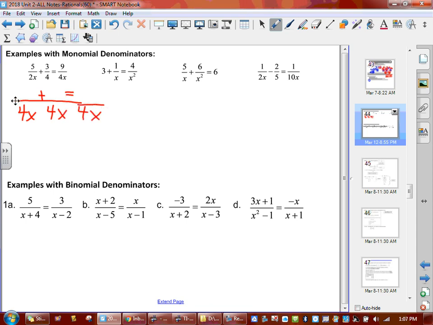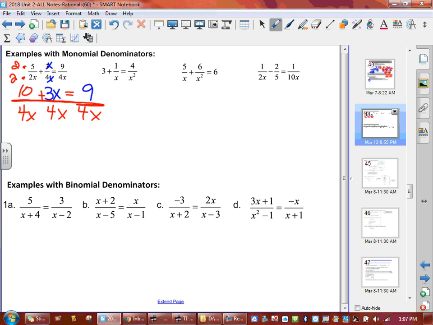I just make one big line. On the left-hand side, what do I have to multiply by 2x to give me a 4x? 2. So you're going to multiply it to the top. That'll give you a 10. Then we multiply the middle guy. What do I multiply by the 4 to give me a 4x? Just x. So he becomes a 3x. What do I multiply by the 9 to become a 4x? Nothing. He already has the 4x in the bottom, so you don't touch him at all. He stays the same.